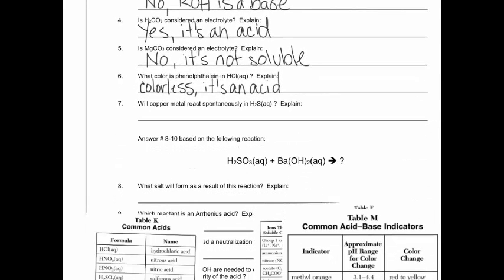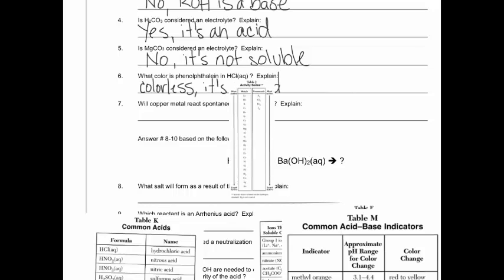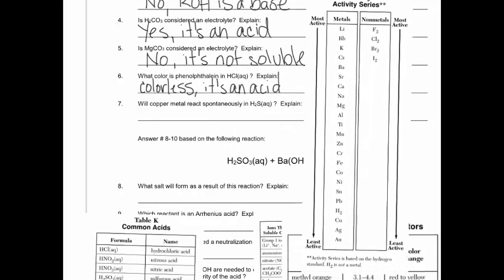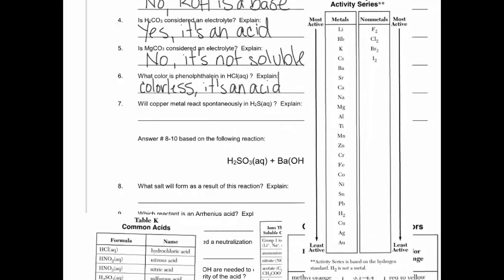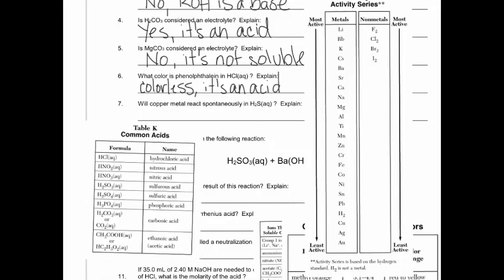Next one, will copper metal react spontaneously in H2S? Might be helpful to have one more table here, so I'm going to pull out table J. So here's table J. It's been a while since we've really looked at this, but table J, all of these metals up to where H2 is will react in an acid. And H2S is an acid. You could confirm that by looking in this table.